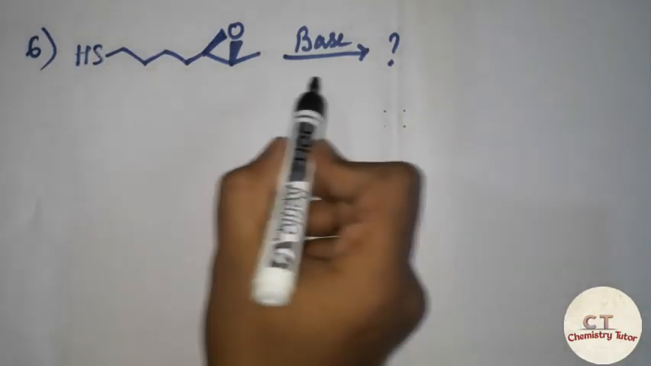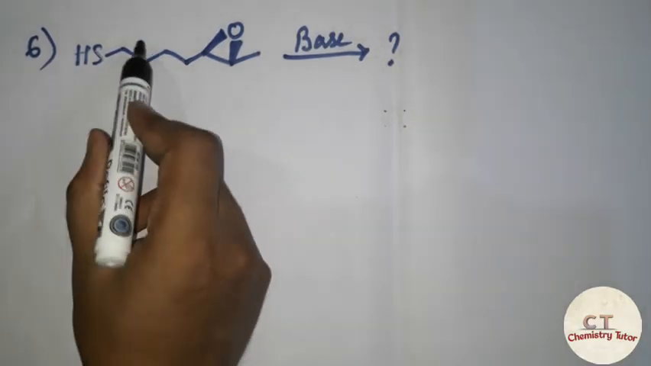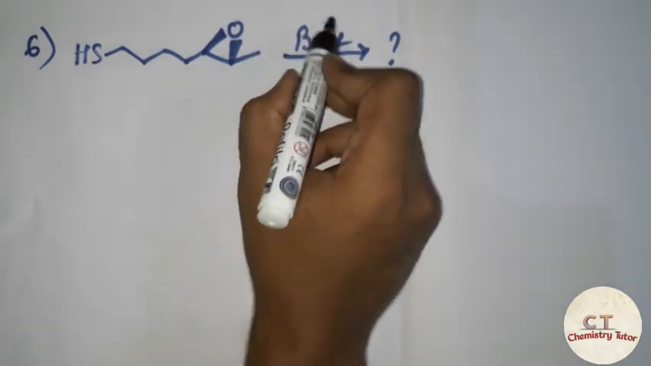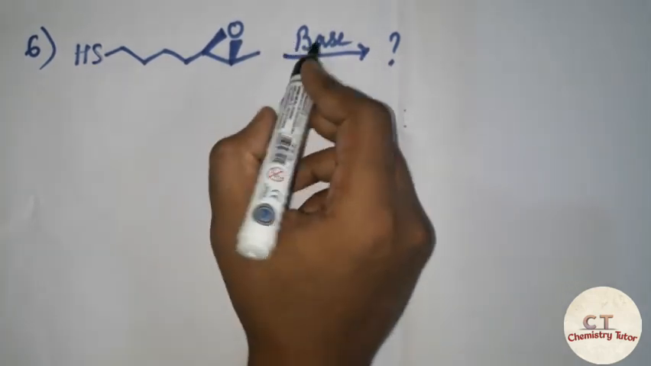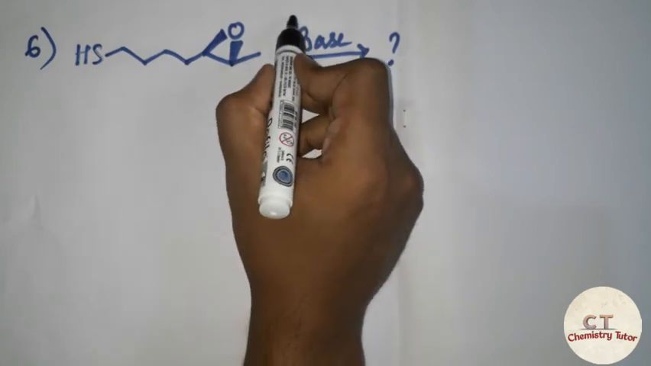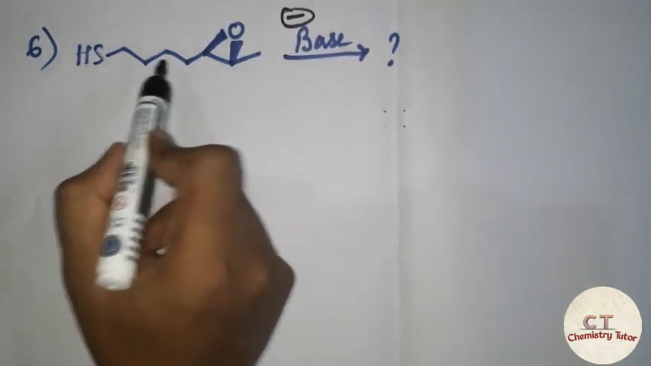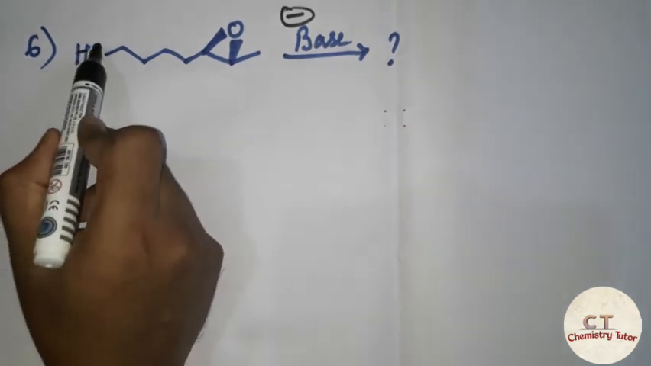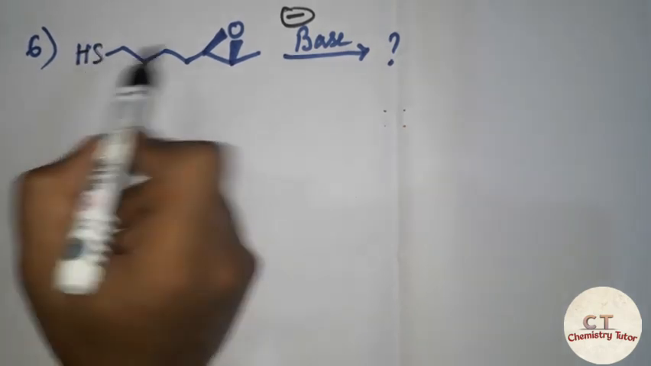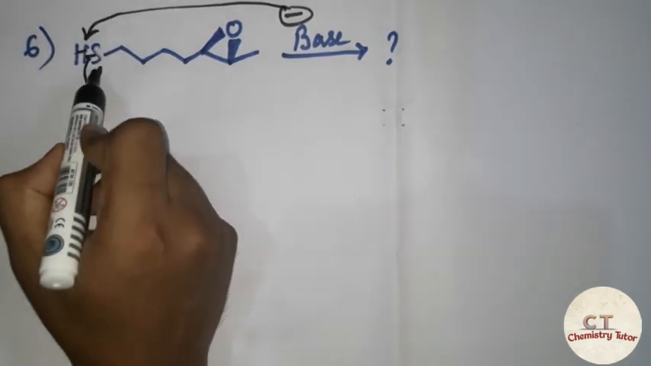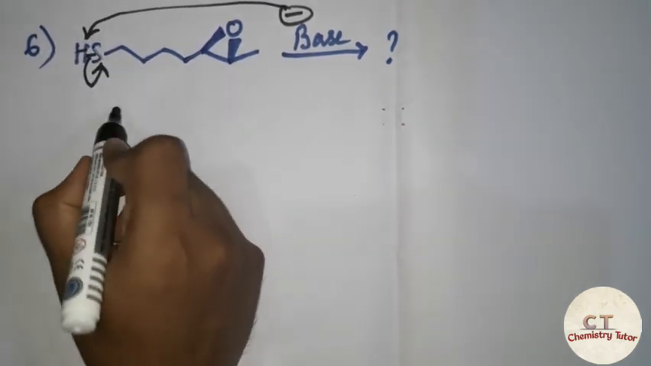Now let's see our last question. So on treatment of this compound with a base, suppose a base is given, what will be the first step? Firstly, the base will abstract an acidic proton. So where is the acidic proton here? This hydrogen is attached directly to the electronegative atom, so it is the most acidic proton, so it will abstract this proton, and a negative charge will generate on the sulfur.